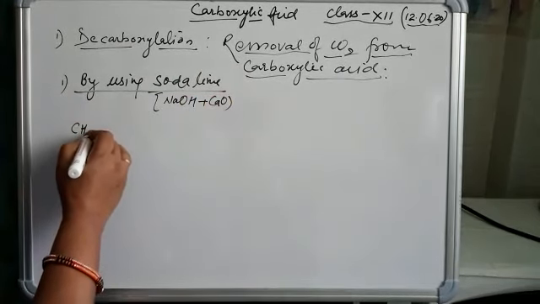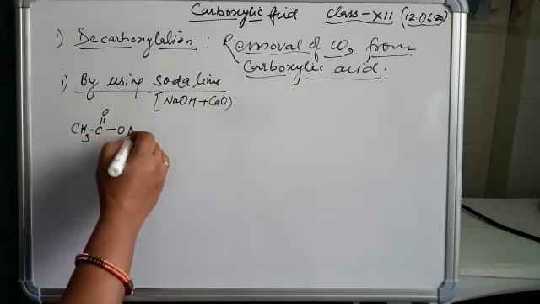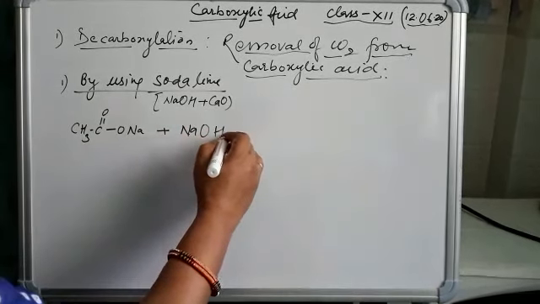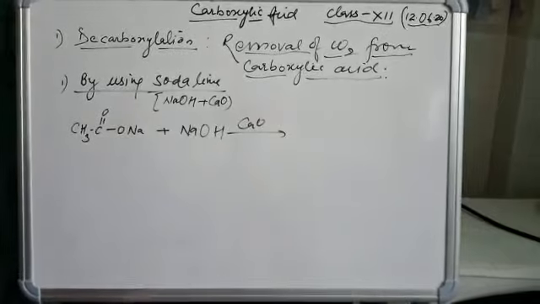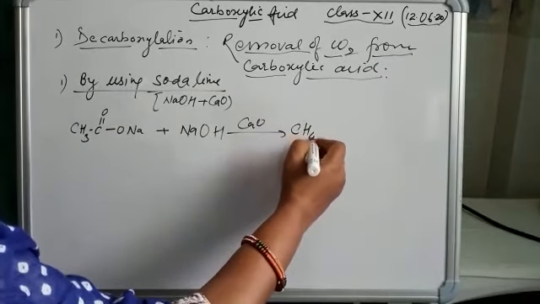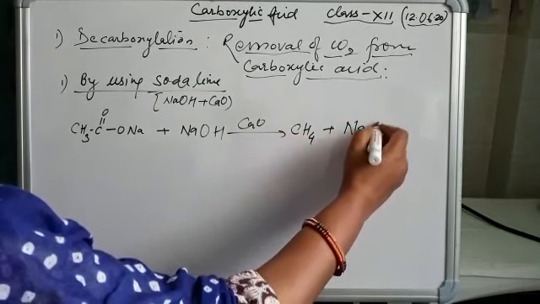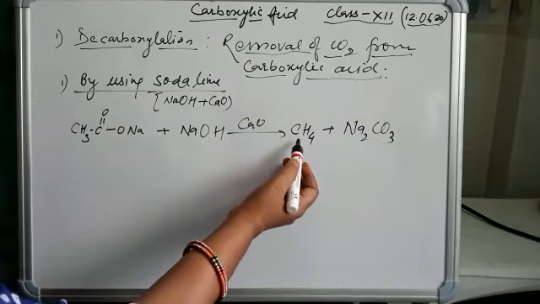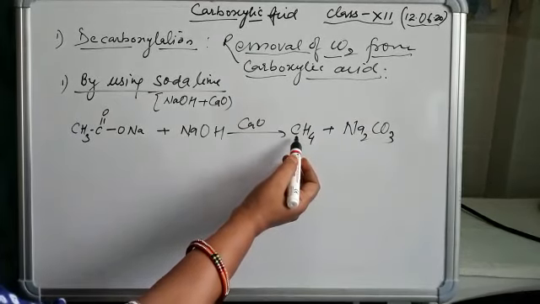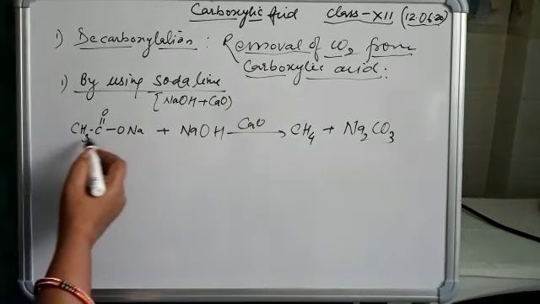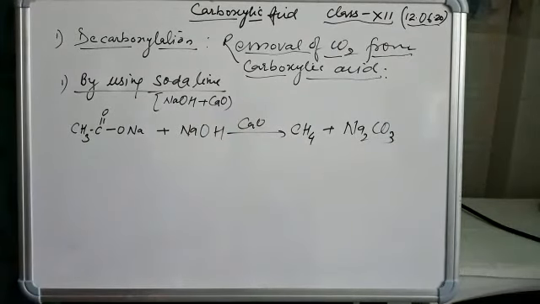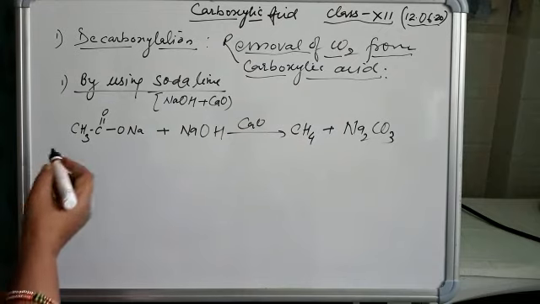When the salts of acid are treated with soda lime, formation of alkane takes place along with Na2CO3. The alkane formed during this reaction has one carbon less than the carboxylic acid. So in this method, the removal of the CO2 group takes place, carbon dioxide is removed from this reaction. So this is known as decarboxylation reaction.